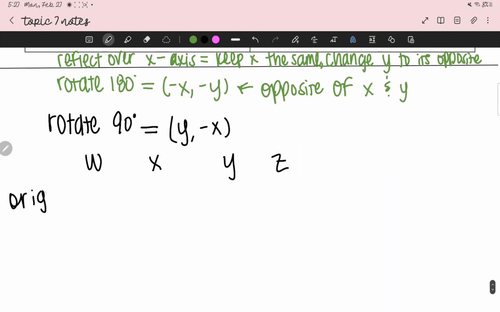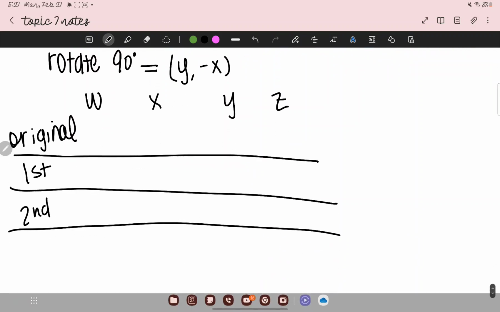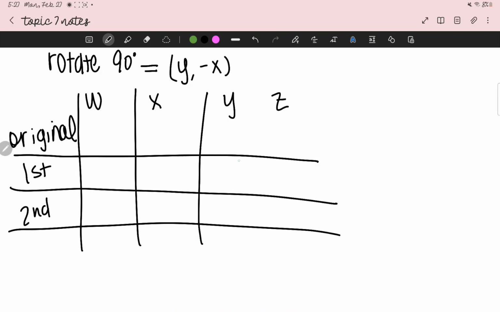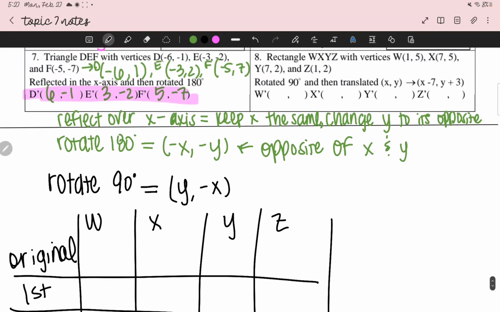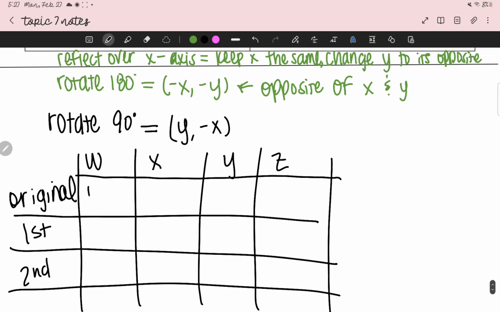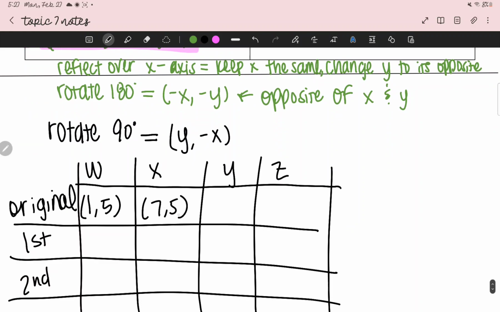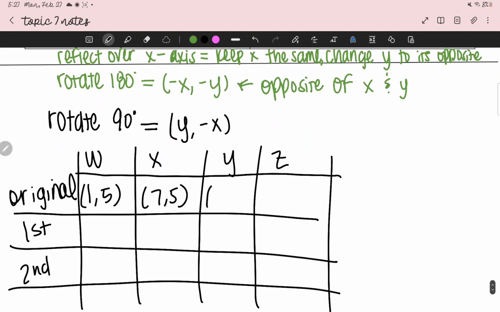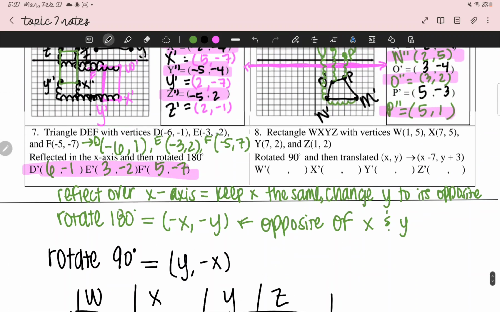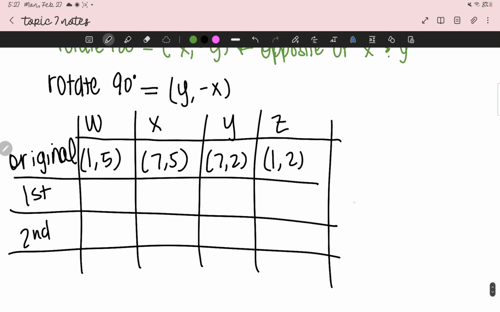The original, the first transformation, and the second one. Okay, so you don't get lost, because I know I can easily get lost with all of this. So I don't want you to feel that way. All right, so the original points, I'm going to do those in here. My original points were 1, 5, 7, 5, 7, 2, and 1, 2. Sorry about that. All right, and they said that our first one was the y comma -x.